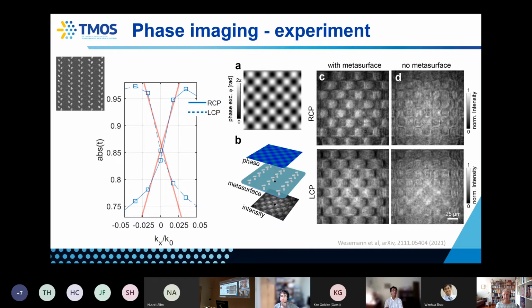So an egg-crate type phase distribution was imaged onto the device, and you can see that in the absence of this metasurface device, there is negligible or very weak contrast, which is significantly enhanced with the device present. Furthermore, the contrast is reversed when you flip from right to left circularly polarized light.